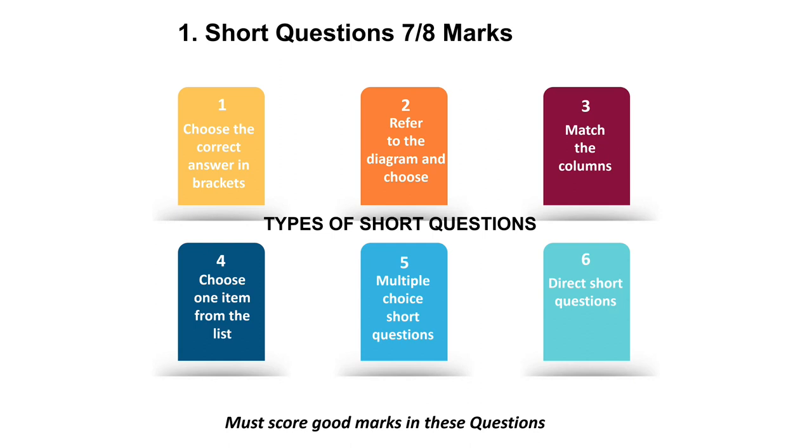So the first one, choose the correct answer in brackets. This is where you get a sentence, either defining something or describing something, and then there will be two words in brackets, and you have to choose which of the two words fits in with that sentence, which is the correct word that fits in with the sentence.